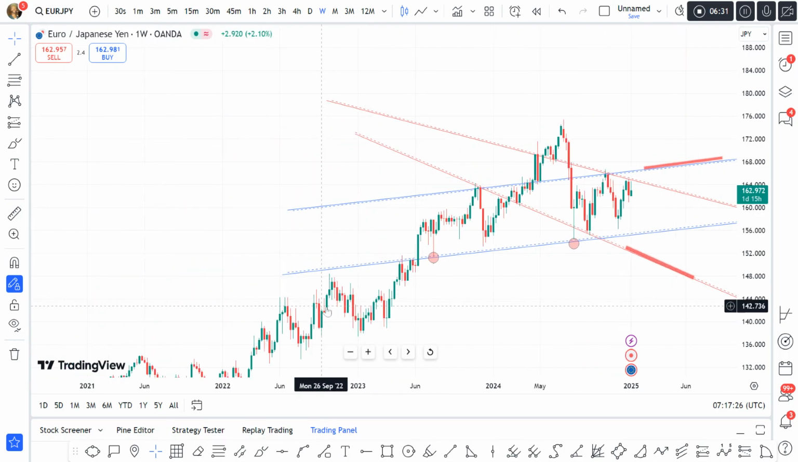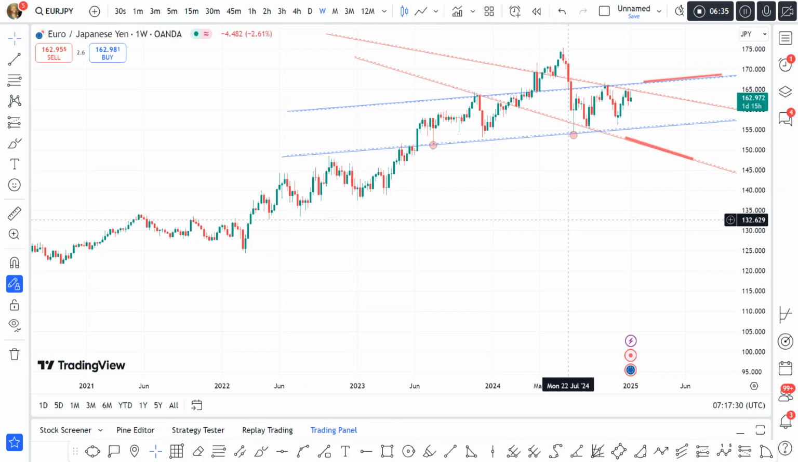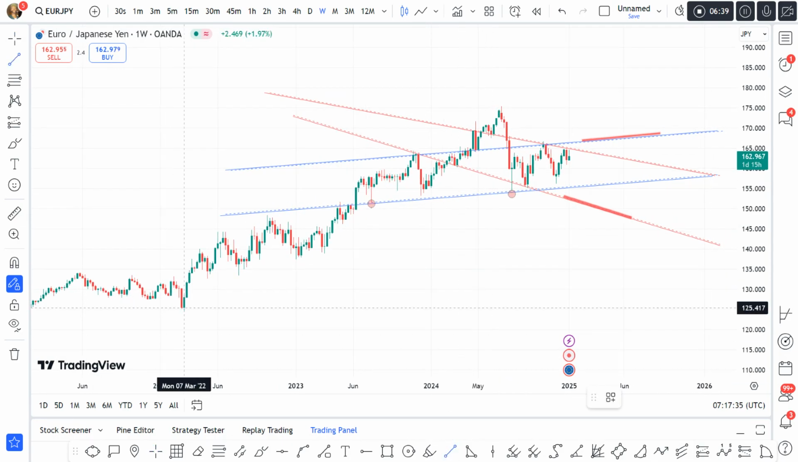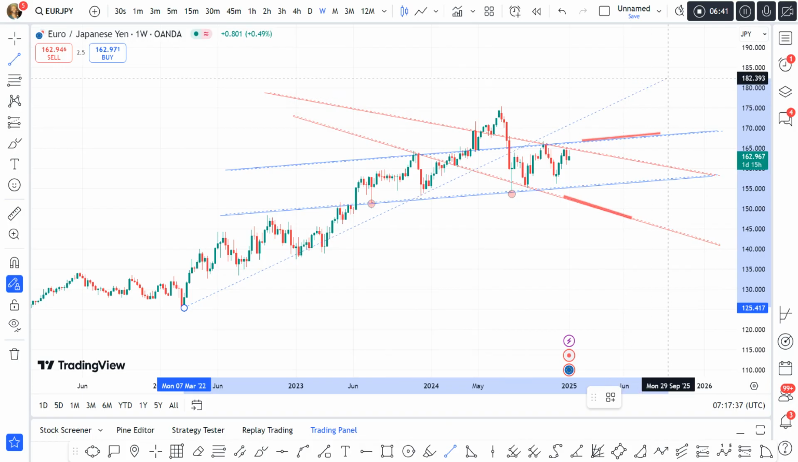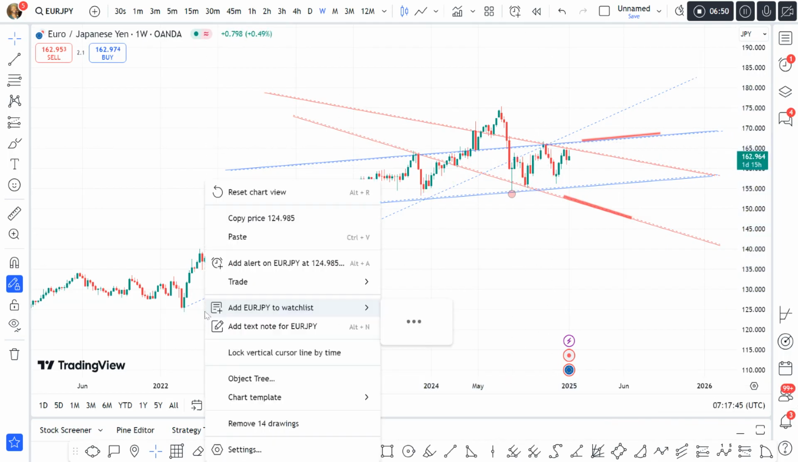The market has been heavily bullish since 2022. You can see Euro has been on an uptrend since 2022 against the Japanese yen, and suddenly they have a breakout, and this is a possible first retest, second retest to the upswing.